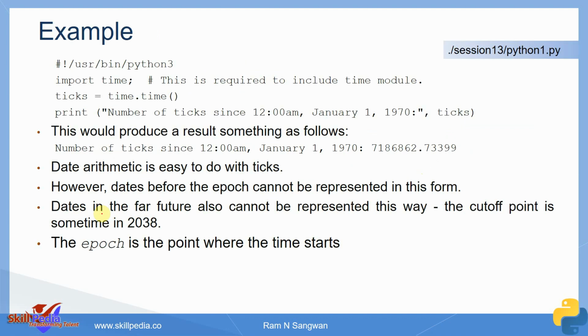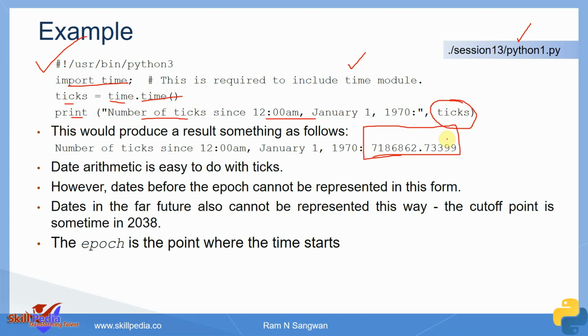Let's find out the total number of ticks from that day till now. For that, this is a quick example, Python program 1. Import time, which is required to include our time module. ticks equal to time.time(), and then print the number of ticks since this, displaying the value of ticks. This will produce output something like this, and this is the value of tick.